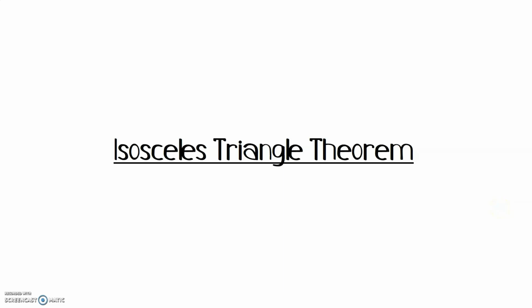Good day. Last week we talked about the SSS, ASA, and SAS congruence postulates, and we have already practiced or learned how to apply those postulates in proving triangle congruence. Now this time, let's talk about the isosceles triangle theorem. To recall, we know that isosceles triangles are triangles that have two equal sides, right? Now let's proceed.